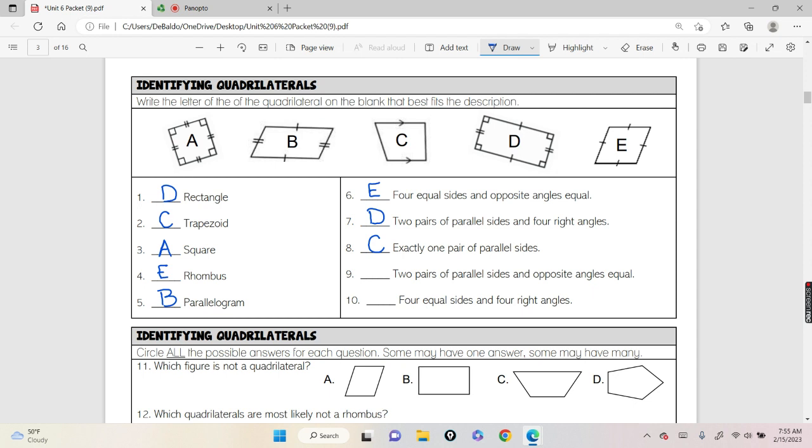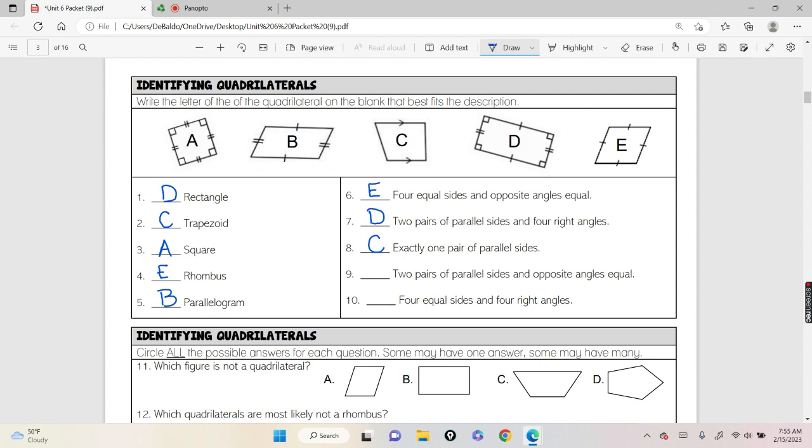All right, number 9, 2 pairs of parallel sides and opposite angles are equal. So it could be a couple of different of these quadrilaterals, but opposite angles are equal. So opposite angles really tells us that it's going to be a parallelogram or a rhombus. And I know that the rectangle and the square have opposite angles that are equal, but that's not a defining characteristic, because we would have to say more specifically that A and D, both the square and the rectangle, have right angles. And it doesn't say that. This is talking about opposite angles.